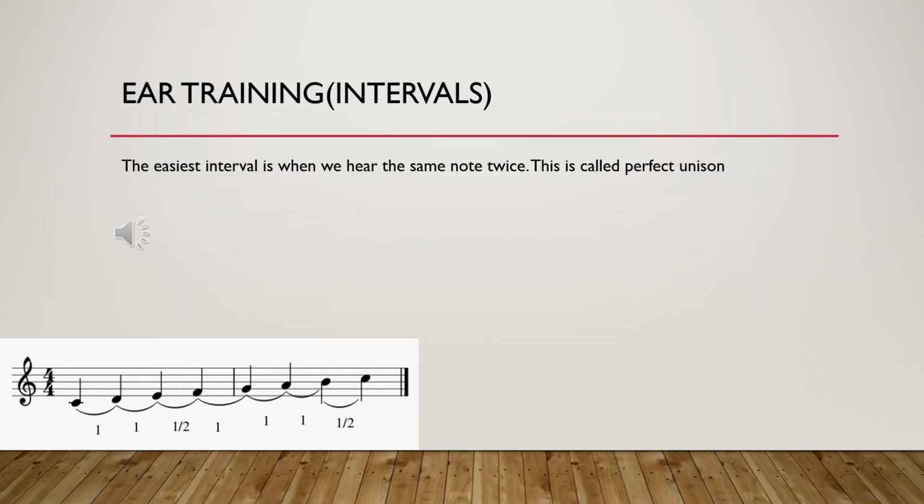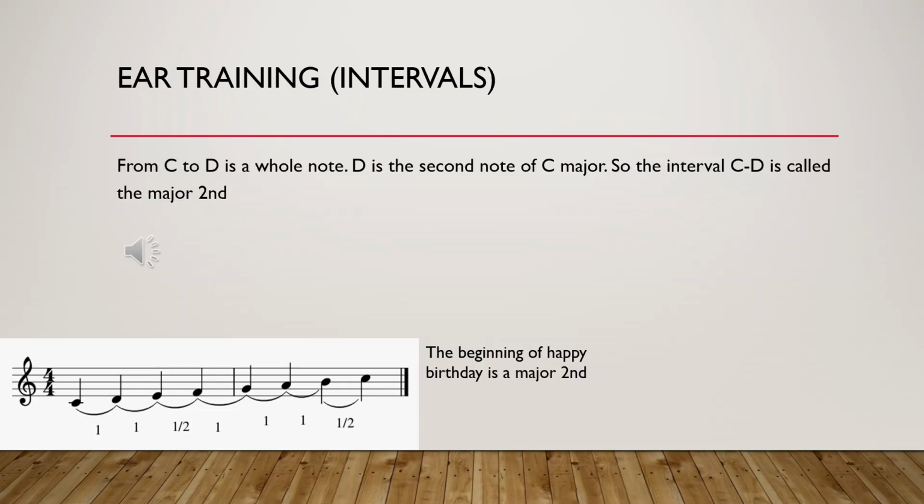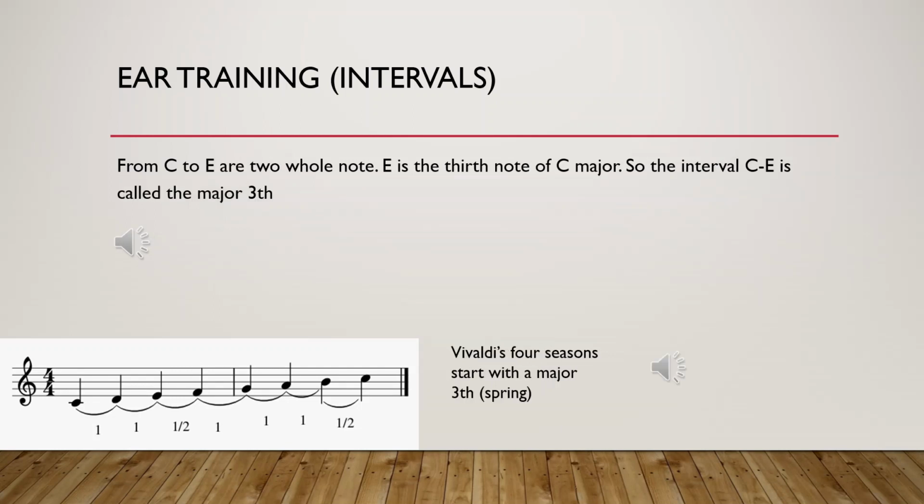The distance between the notes is none. You just hear the same note twice. Then we have the major second from C to D, because D is the second note of C major. You can remember it because it's the beginning of Happy Birthday. Happy birthday to you, ba-da, ba-da-da-da-da-da-da, or the beginning of the major scale. Then we got the major third.